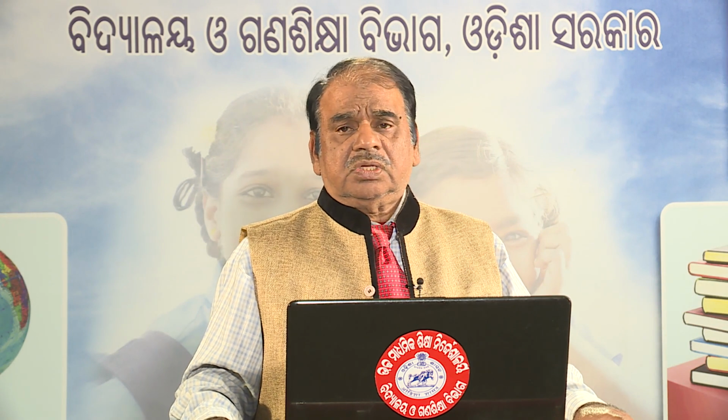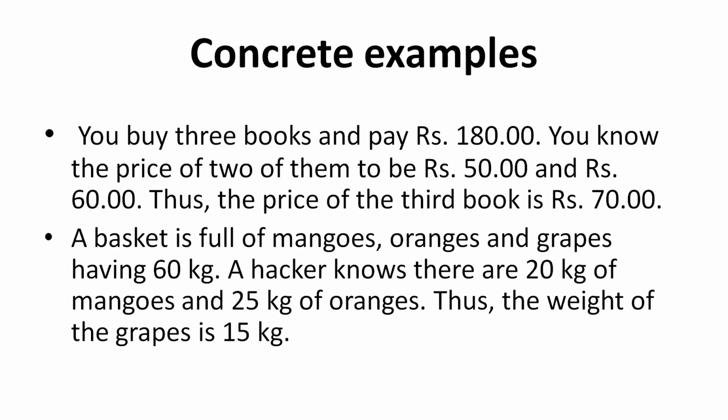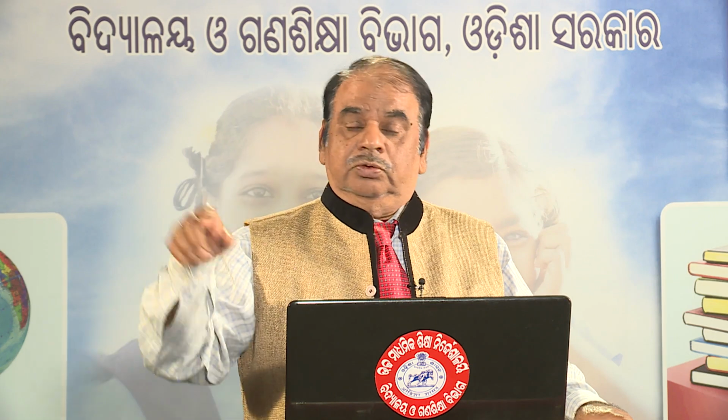Now, a concrete example. Suppose you buy 3 books and pay 180 rupees. You already know the price of 2 books: one is 50, another is 60. So, you can easily know the price of the other book. 50 and 60 will add up to 110, you will subduct it from 180 and you will reach the cost of the third book by deducting from the whole.